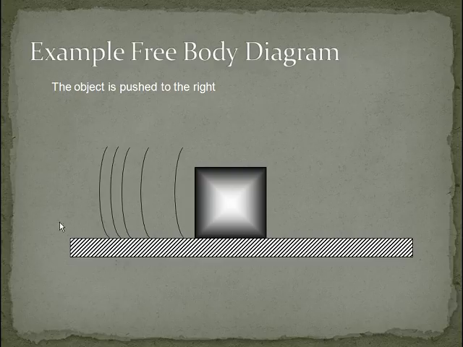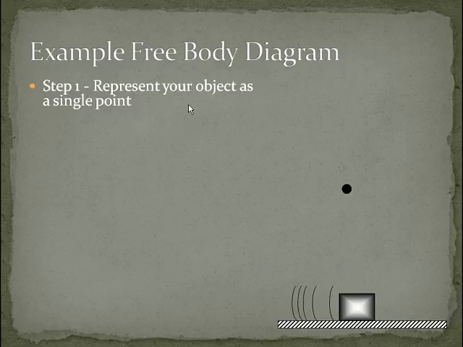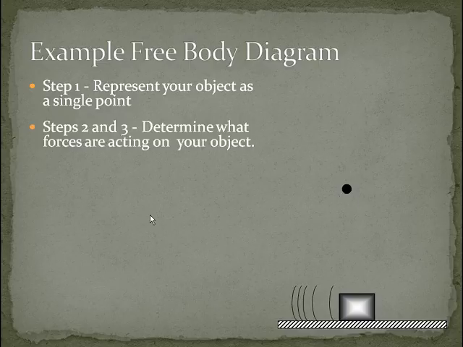So there we go. I just moved the picture down here, and we're going to work through the steps. Step 1, represent our object as a single point, which I did. It's right there, that little black dot. That is our object. Steps 2 and 3, determine what forces are acting on our object. Well, the first force, the easiest one to always do, and you always put it on there, is the force of gravity, and it always points down. And I labeled it F sub g.